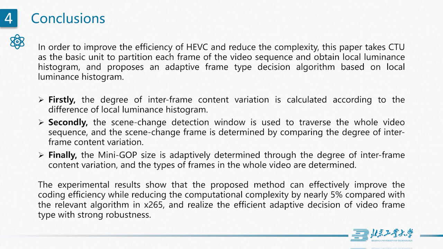Finally, the miniGOP size is adaptively determined through the degree of inter-frame content variation, and the types of frames in the whole video are determined. From the experiment results, we can find that the proposed method can effectively improve the coding efficiency while reducing the computational complexity by nearly 5% compared with the relevant algorithm in X265, and realize the efficient adaptive decision of video frame type with strong robustness.